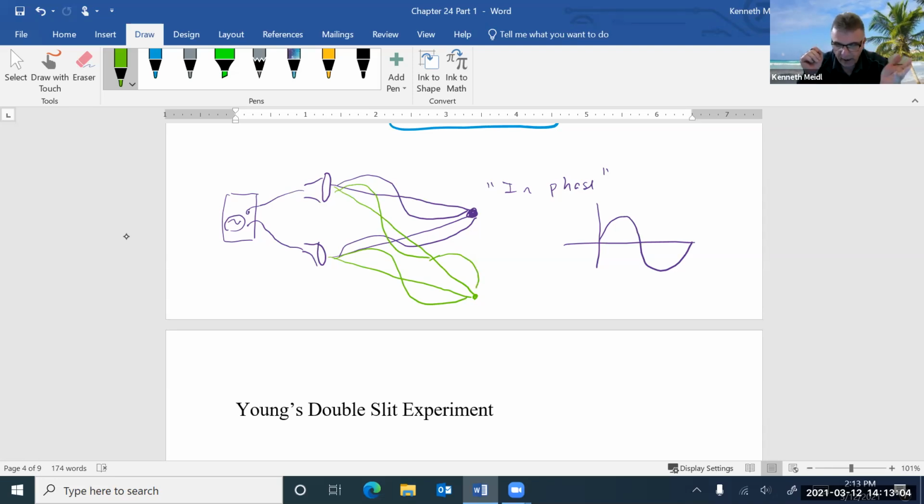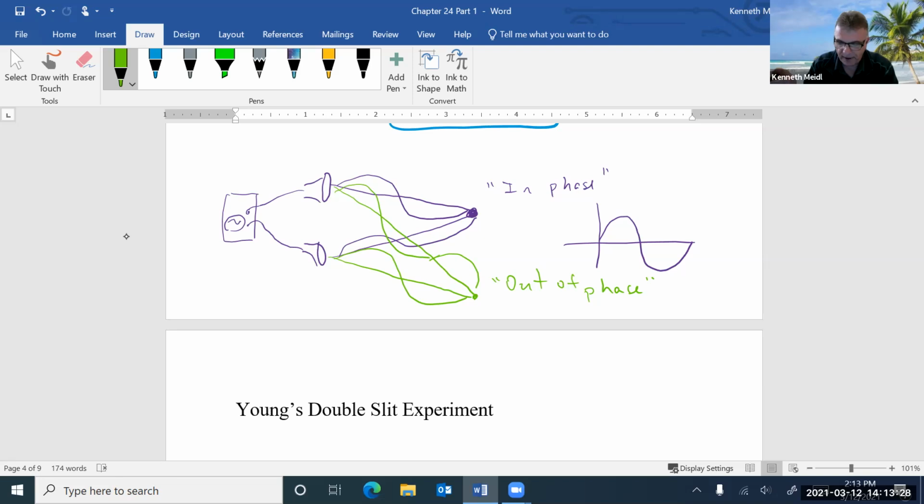And so the wave coming from the top speaker now at that spot is really diving down. The wave coming from the bottom speaker is diving up. They're completely different places in their cycle, and we say that they are out of phase. They are doing something different, okay?